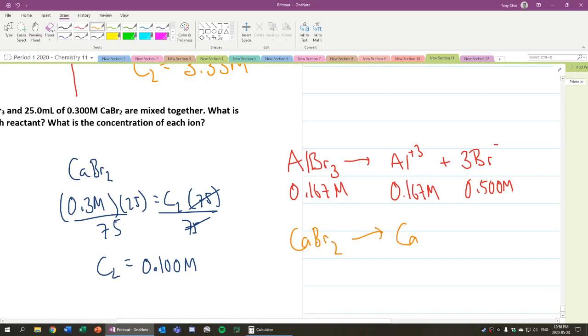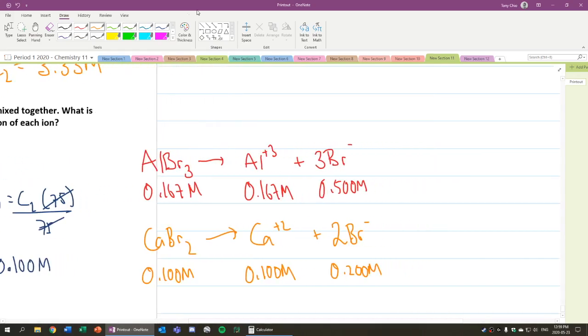If you look at calcium bromide, it will dissociate into calcium plus 2 bromide ions. In this one, you get 0.100 molarity. Calcium will also be 0.100 molarity, but the bromide here will be 0.200 molarity. But we actually have an issue here. The issue comes from the fact that we have something called a common ion.